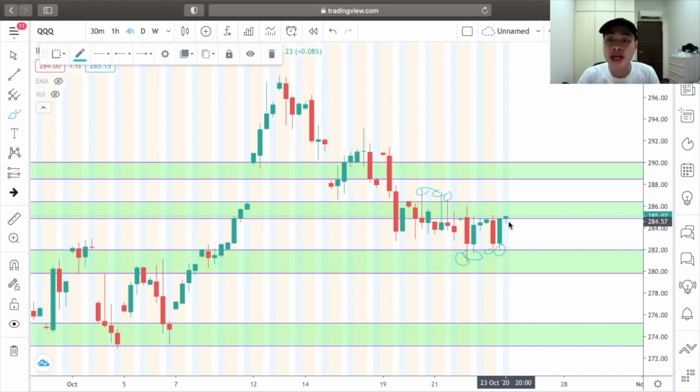So if prices manage to break above the resistance and hold above it, then this tells me that there's bullish momentum behind prices. But if prices did not manage to break above the resistance, but instead fall below the support level, then this tells me that there is bearish momentum behind prices. So that's my technical analysis for the Nasdaq and the US stock markets as a whole.